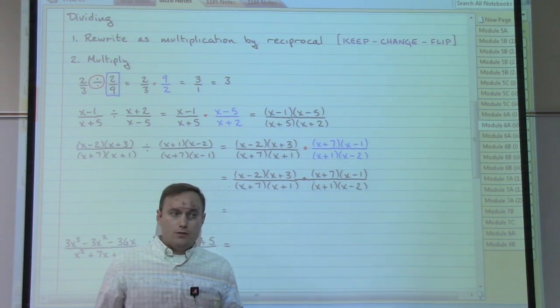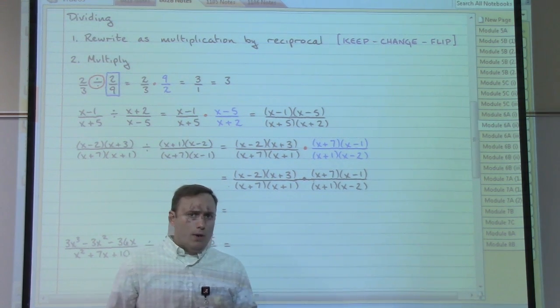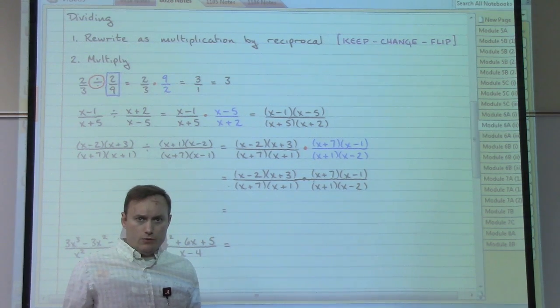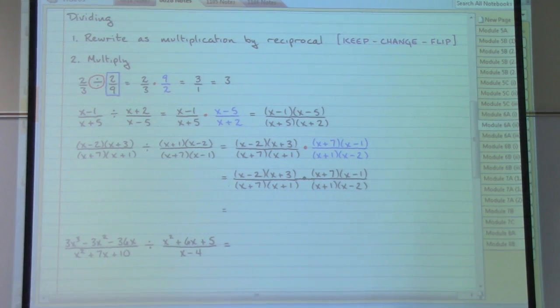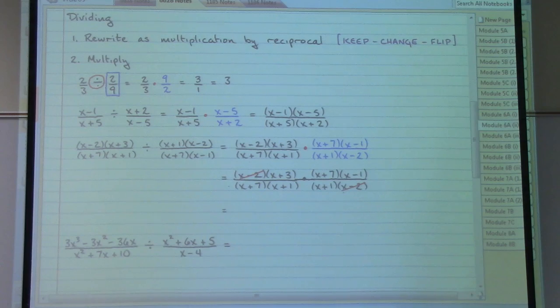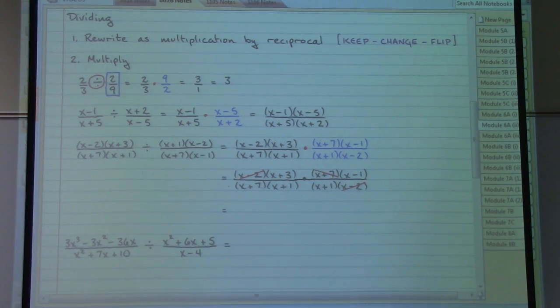We multiplied straight across. Now, the other part, again, at the very end of any fraction problem, we want to make sure that the final answer we're giving is reduced. So if possible, we want to slash out any common factors that might appear in both the numerator and the denominator. So what we see is that the numerator has an x minus 2, the denominator has an x minus 2. The numerator has an x plus 7, the denominator has an x plus 7. And there does not appear to be any other common factors on both the top and the bottom for us.